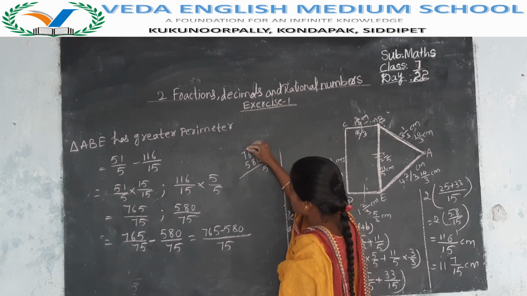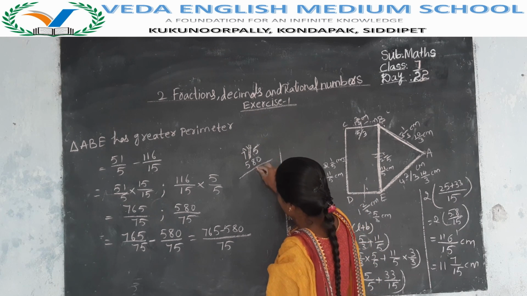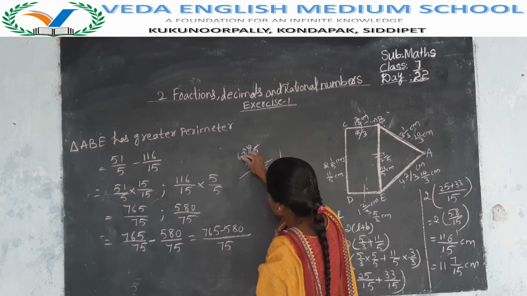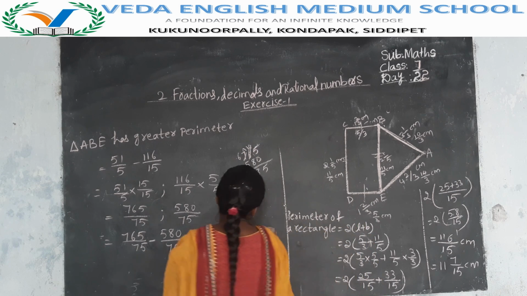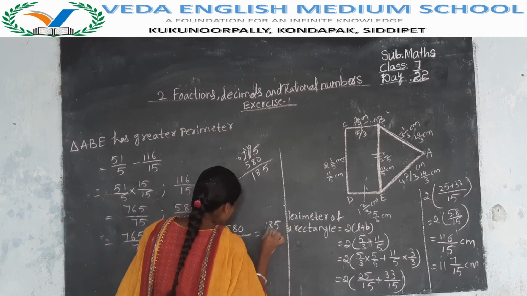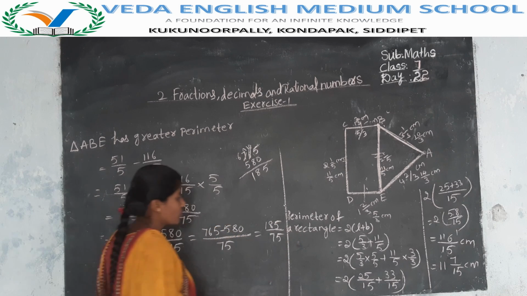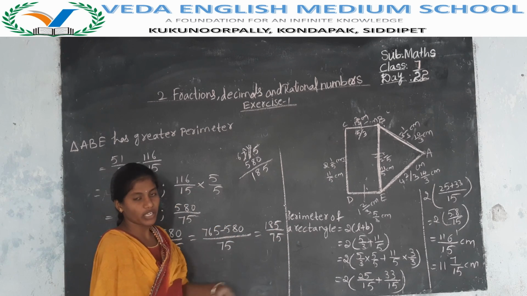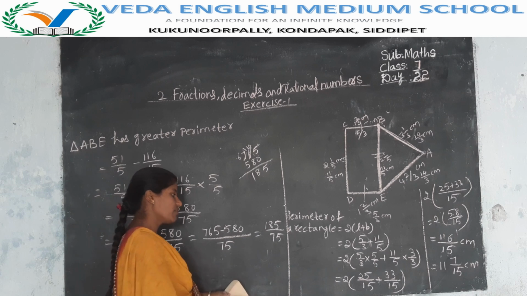6 minus 8 is not possible. Then if you take a borrow it becomes 16. 16 minus 8 is 8. Here 7 becomes 6. 6 minus 5 is 1. It is 185 by 75. Both numbers end with 5, so it is possible to cut in the 5 table. Then cut in the 5 table.